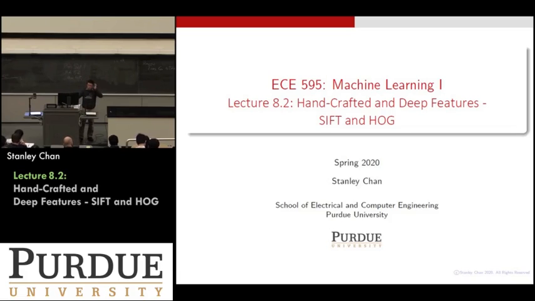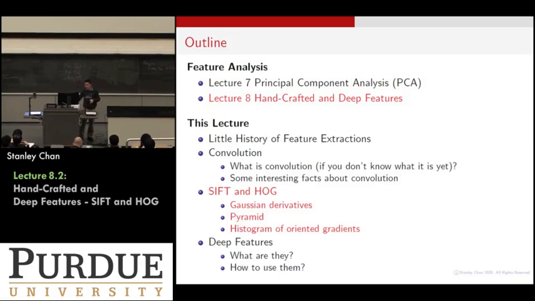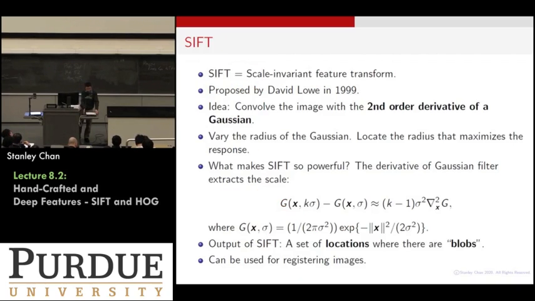Before we go to the deep neural networks, I want to spend maybe another 10 minutes to talk about the SIFT feature and the HOG feature. They are used very often before the age of deep neural networks. The SIFT feature is actually built on top of the convolution concept that I have just talked about.